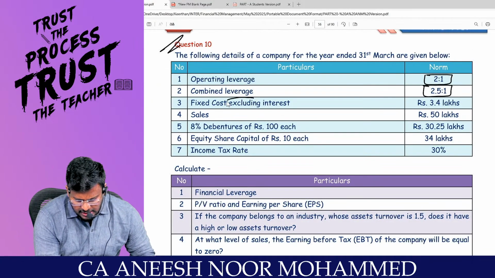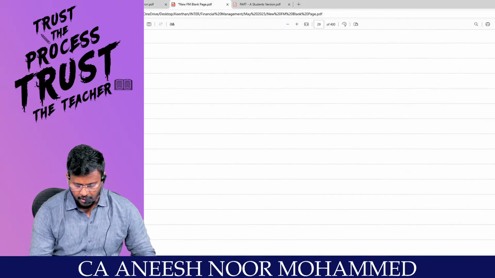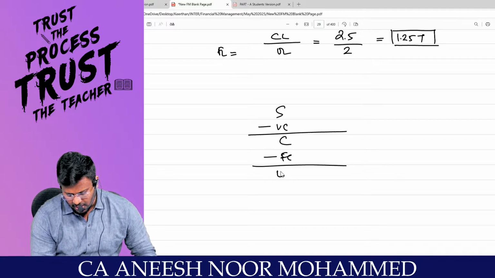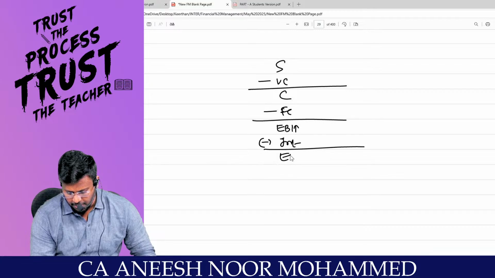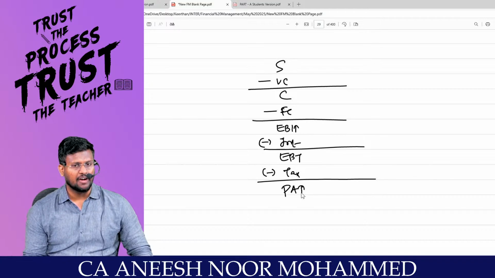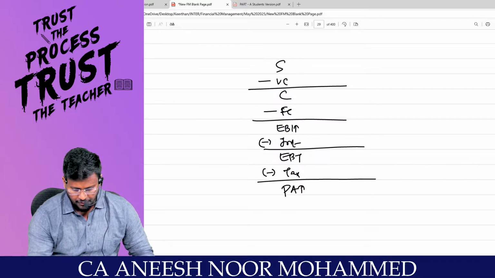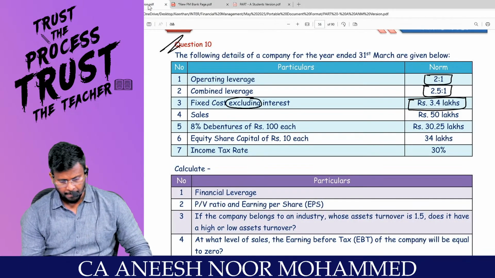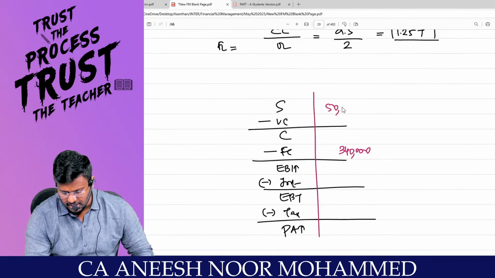Fixed cost excluding interest, they have given 3.4 lakhs. In the income statement, sales minus variable cost is contribution, minus fixed cost gives earnings before interest and tax. Minus interest, you get earnings before tax. If you reduce the tax, you get the PAT, profit after tax. The fixed cost given is 3,40,000. Sales is 50 lakhs.